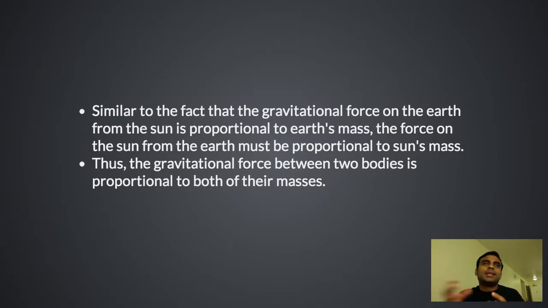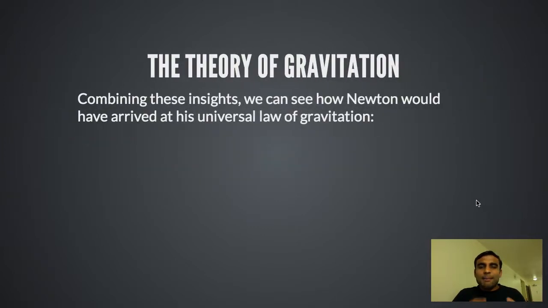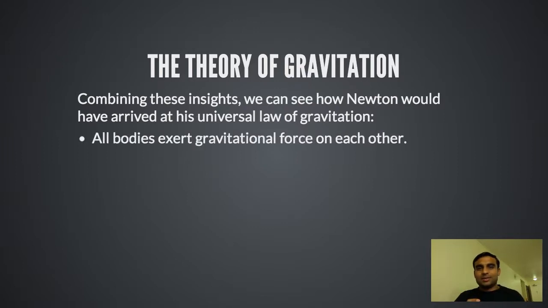Similar to the fact that the gravitational force experienced by a body is proportional to its mass, we can say that the gravitational force of the sun on the earth is proportional to earth's mass. Similarly, the gravitational force of the earth on the sun has to be proportional to the sun's mass, which means that the gravitational force between two bodies is proportional to the mass of body 1 as well as body 2. Combining these results, we can see how Newton must have arrived at his universal law of gravitation. It states that all bodies that have mass exert gravitational force on each other.